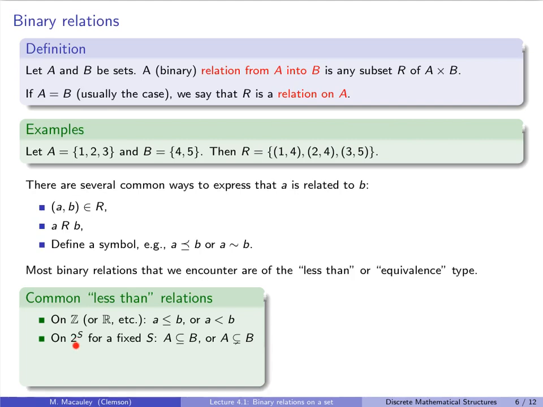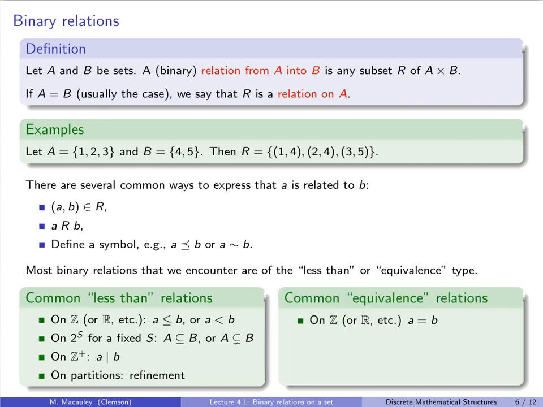On the power set of a fixed set S, the relation A is a subset of B. Or we can define another relation saying A is a proper subset of B. Those are both relations. On the positive integers, if A divides B, that's definitely a relation. It's a different relation than the less than or equal to relation above. And finally, on the set of partitions, we can define a relation by refinement, as we've seen.